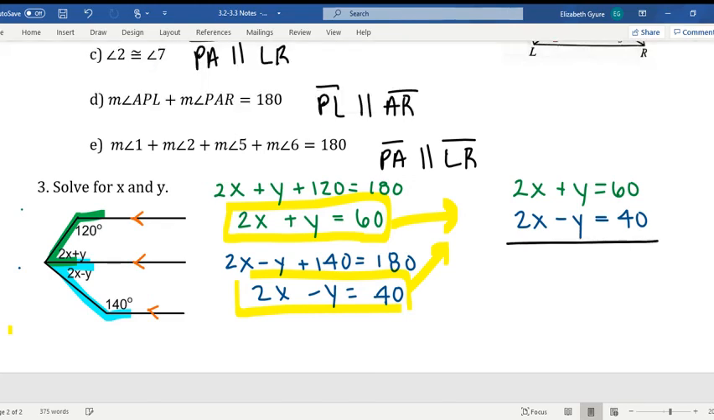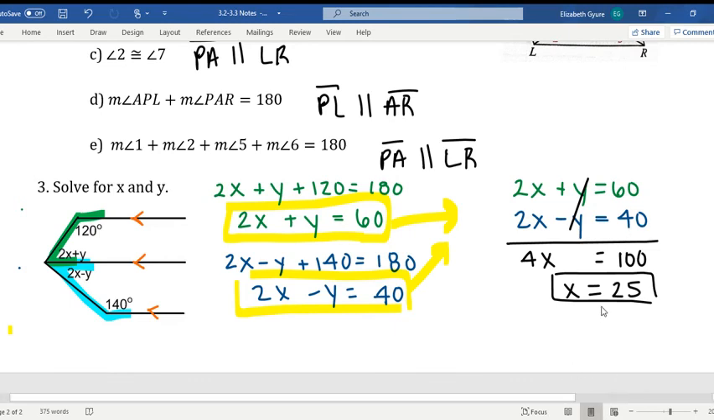So what I'm going to do is just go through and combine my terms. I'm basically going to add this. So 2x plus 2x is going to give me 4x. Y minus y is going to cancel. And then 60 plus 40 is going to give me 100. Then divide by 4 to get 25. And that's actually one of my answers. That would be my x value.